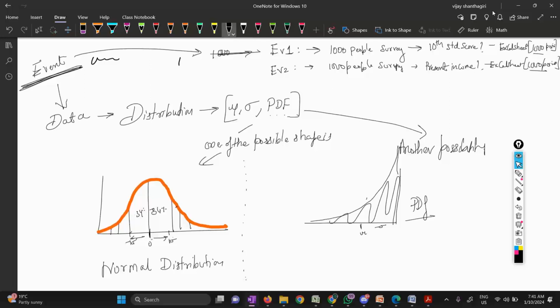For event 1, maybe you will get 871 entries. Event 2, you will get 922 entries. It's very imbalanced data. Some people said yes to 10th but no to this. Some people said yes to this but no to that. So there's a whole lot of imbalance.